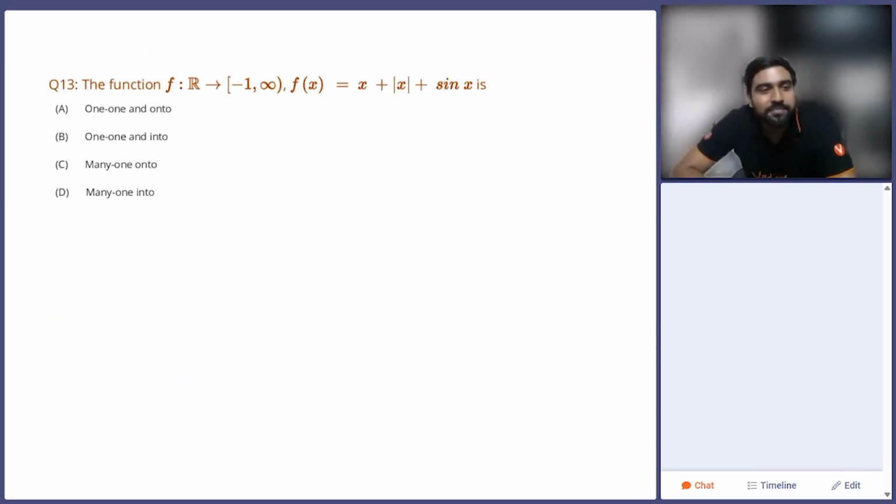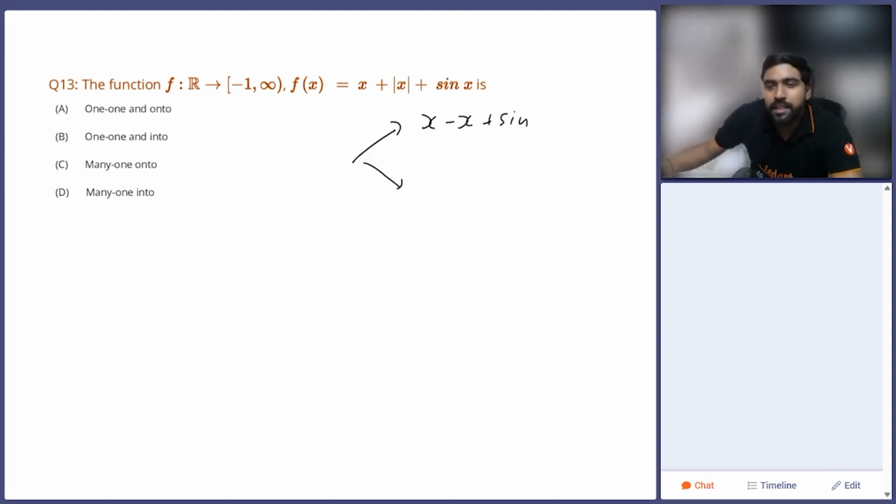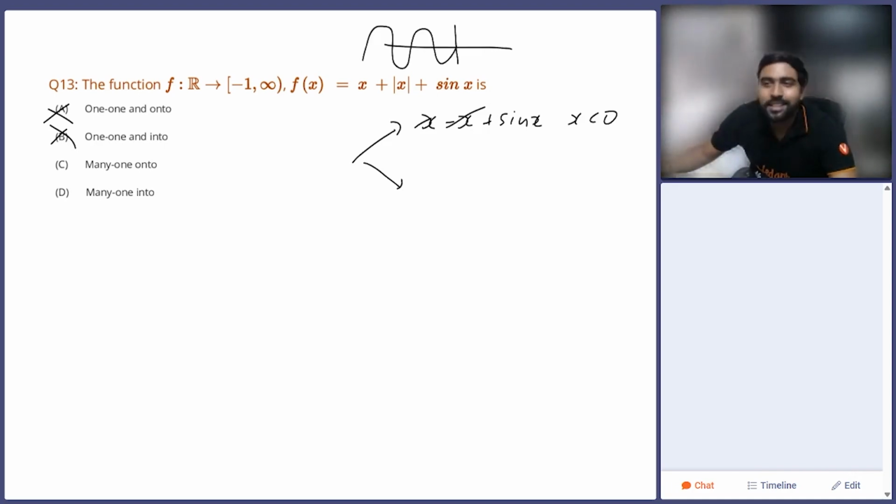Moving on, what do we have here? Okay, we need to classify this function. Anytime you have mod, first step, break it into 2 parts. x minus x plus sin x. Oh, that's beautiful. It's simply equal to sin x for x less than 0. So for x less than 0, it's sin x, that means directly I can say it's a many one function, right? Because for x less than 0 the graph will look something like this. So it's a many one function, nothing else to worry about.